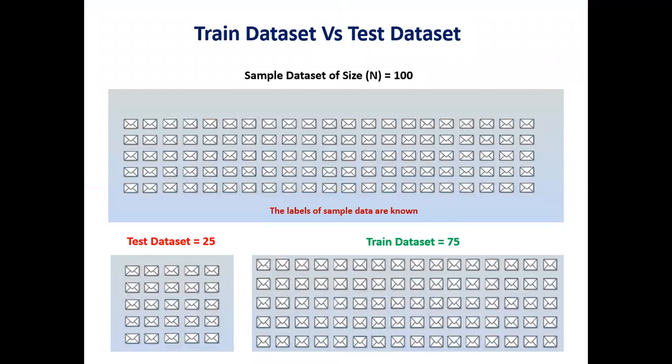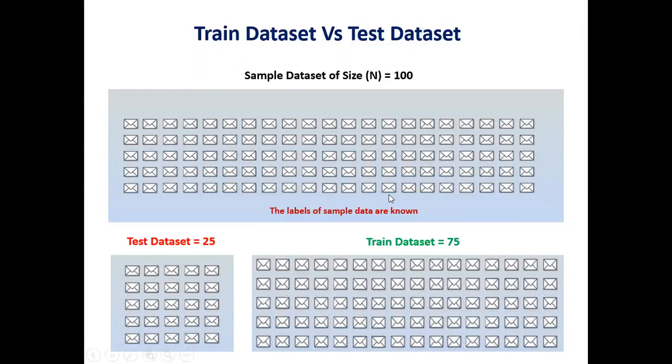Okay, so first, before we understand the training and testing phase, let us first discuss the train data set and the test data set. For example, if we have been given a sample data set of size 100 emails, and these emails are basically labeled. So the labels of the sample data are known to us. Each sample has either the label spam or non-spam.